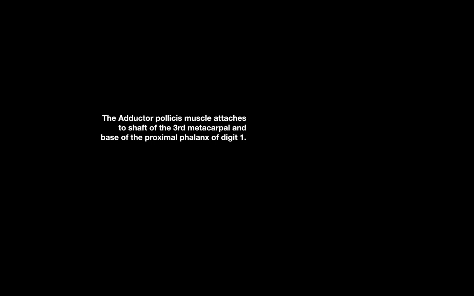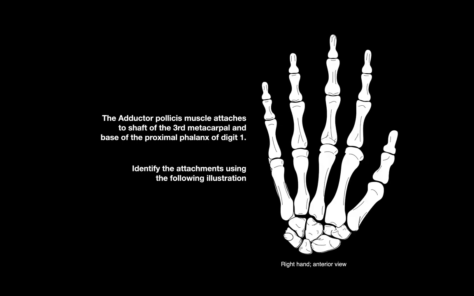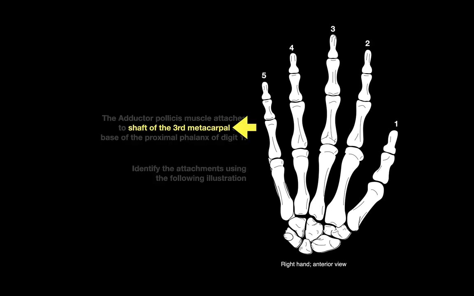Let's do a little word problem. The adductor pollicis muscle attaches to the shaft of the third metacarpal and base of the proximal phalanx of digit 1. Identify the attachments using the following illustration. All right, so there's digit 1 and digits 2 through 5, and the shaft of the third metacarpal. So there's metacarpal 1, 2, and 3. So there's the shaft of the third metacarpal.